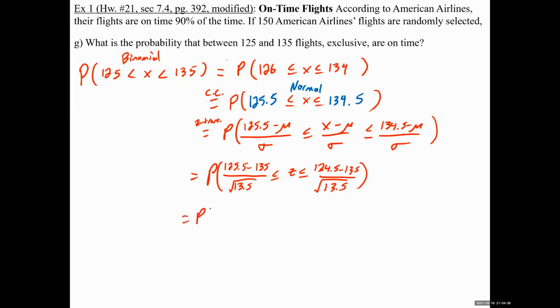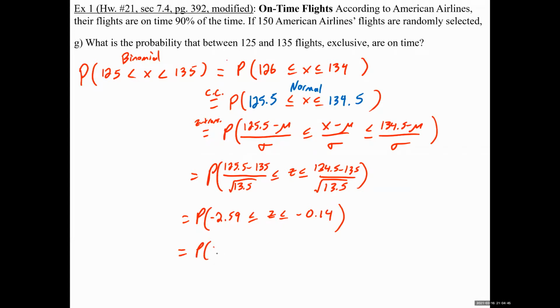Then you calculate each of these numbers. And again, when you're calculating a number inside the parentheses for a Z problem, you have to round to 2 numbers after the decimal. So 125.5 minus 135 divided by square root of 13.5. The answer to this, if you round to 2 numbers after the decimal, is negative 2.59. The other one, I'm getting negative 0.14 for that. Okay, again, you have to round to 2 numbers after the decimal. Then when it's a Z between problem, there's a formula you use.